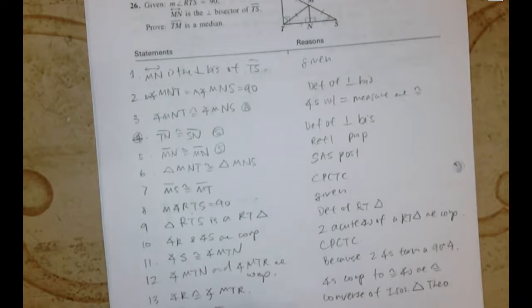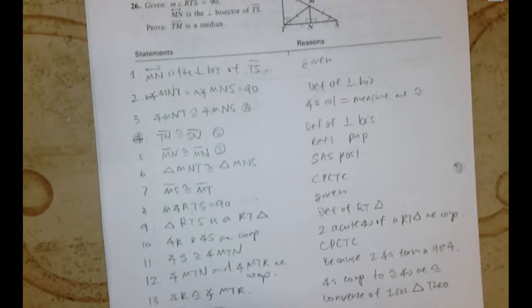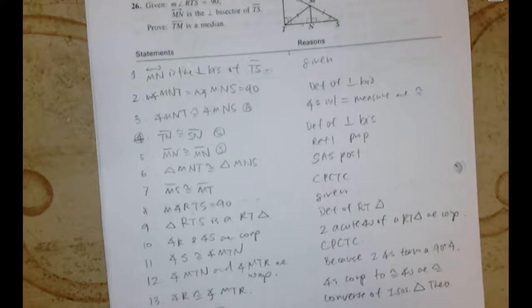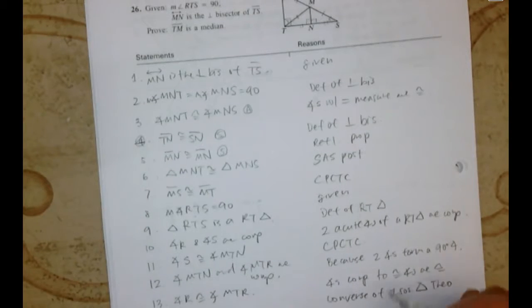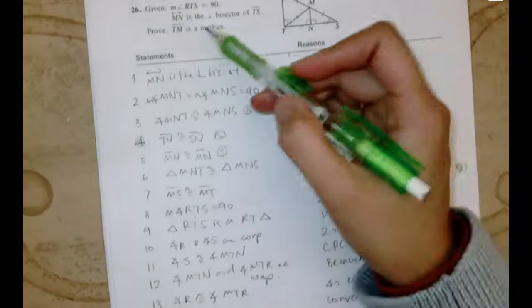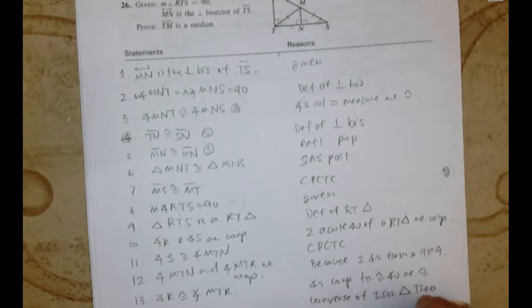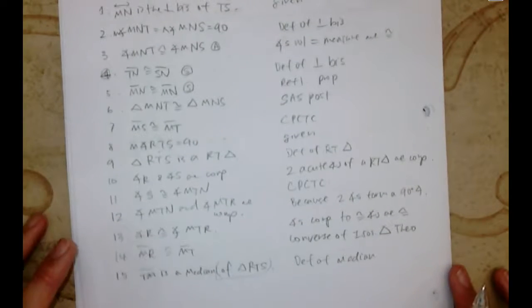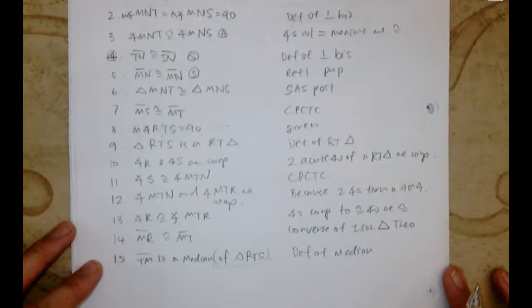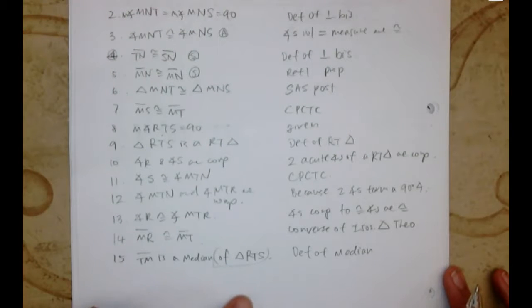And then 15, TM is a median of triangle RTS. Well, I guess you don't need this. This is in parentheses because you don't have that here. And that's a definition of median. Oh, sorry, you missed that part. Okay, TM is a median of RTS, definition of median.